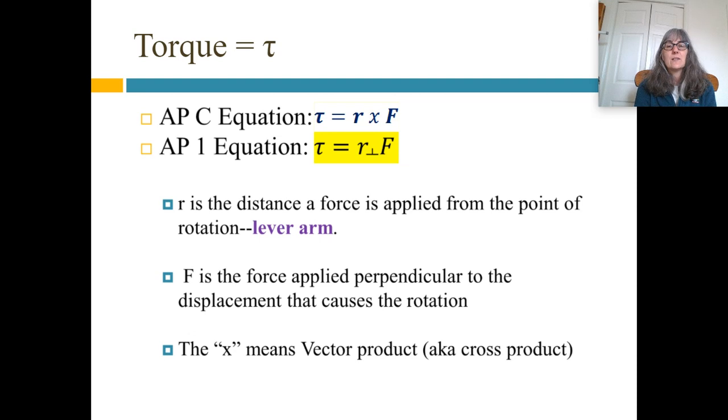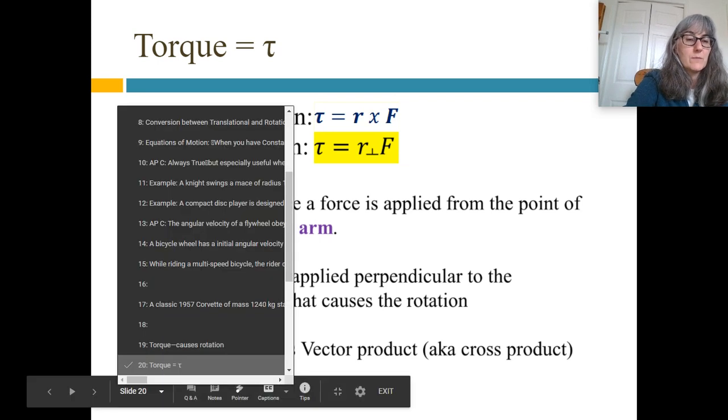r is the distance the force is applied from the pivot point, from the point of rotation, which we call the lever arm. So wherever it's pivoting from, you measure from the pivot to where the force is applied. The force is the force applied perpendicular to the displacement that causes the rotation, or you have to look at the components, and I'll talk more about that in a minute. And the x means the vector product, so the cross product.